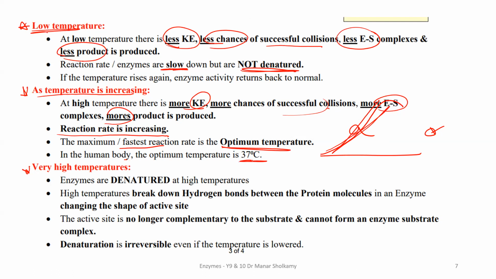Easy? Very high temperatures, you will not say the enzymes are denatured and that's it. You have to explain what happens to the enzyme when it is denatured. The bonds break down, change in the shape of the enzyme, change in the shape of the active site. The active site will not be complementary. Give the examiner everything he wants.